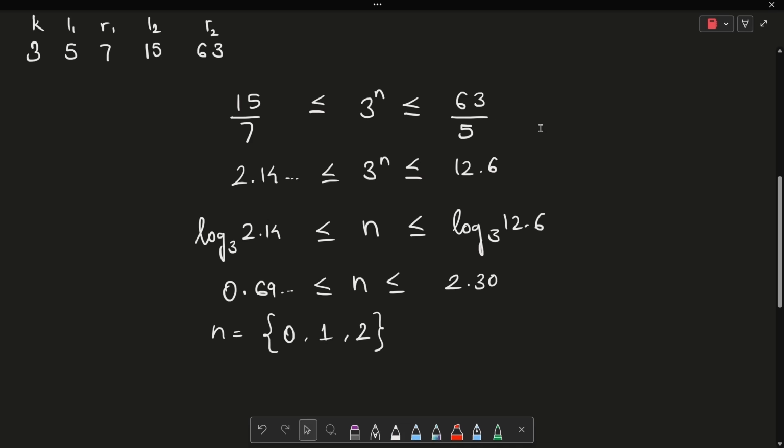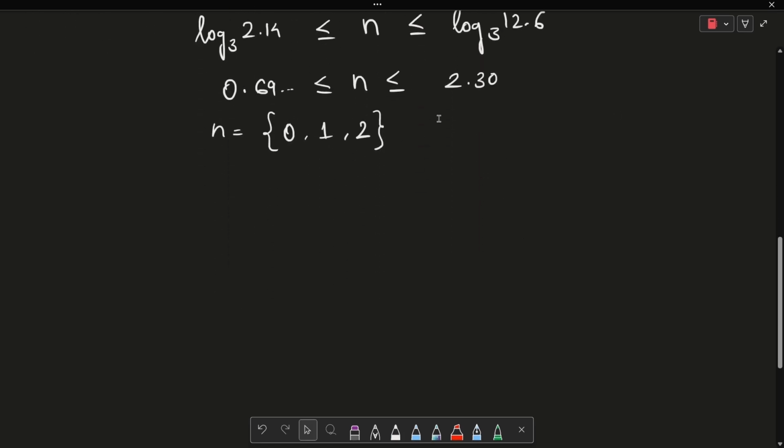Okay, fine. Now let's calculate k to the power n. What is my k? My k is 3, so 3 to the power 0, 3 to the power 1, and 3 to the power 2. So this comes out to be 1, this comes out to be 3, and this comes out to be 9. So I have just 3 cases, so I can just simply deal with these 3 cases. Okay, let's see.